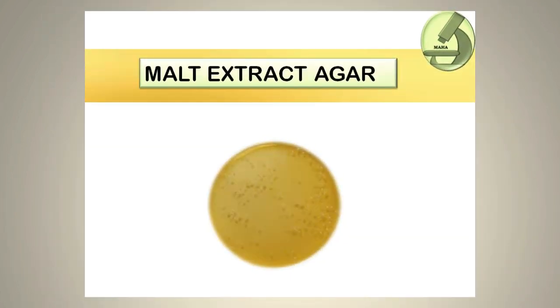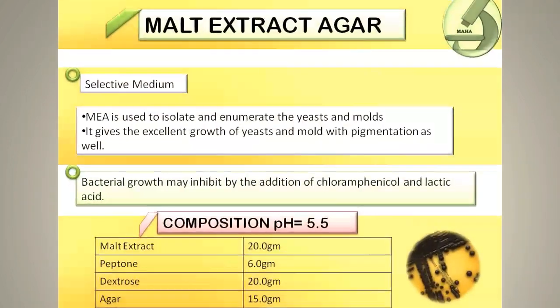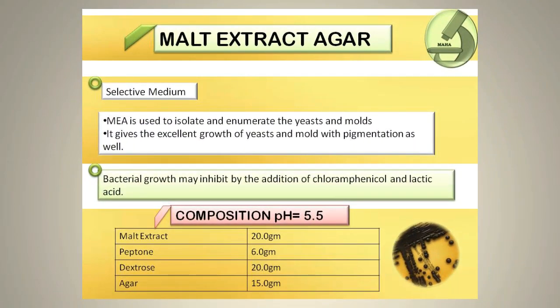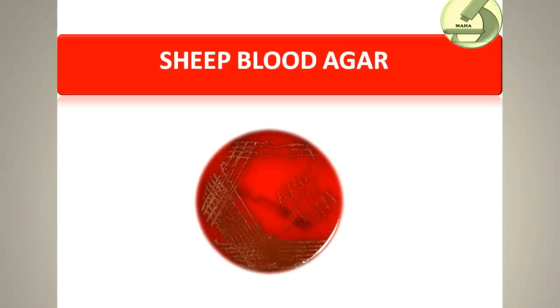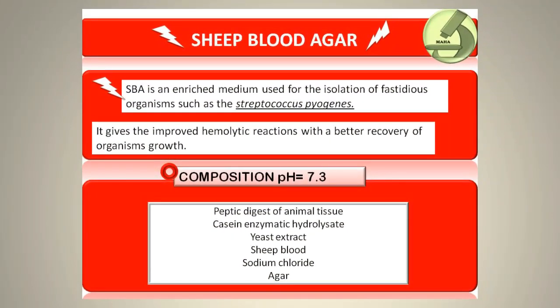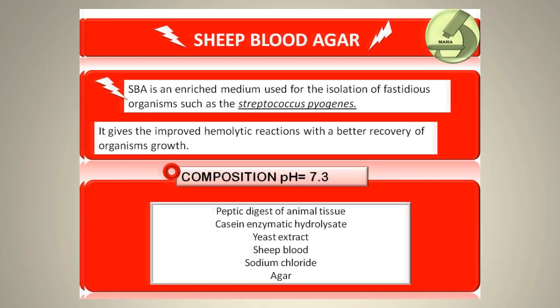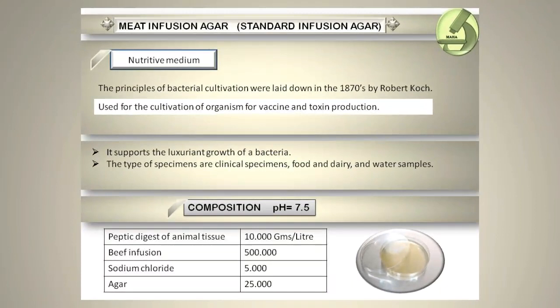Malt extract agar. Malt extract agar is a selective medium used to isolate and enumerate yeast and molds. Sheep blood agar for the isolation of fastidious organisms such as Streptococcus pyogenes. Meat infusion agar. It is a nutritive medium used for the cultivation of organisms for vaccine and toxin production.